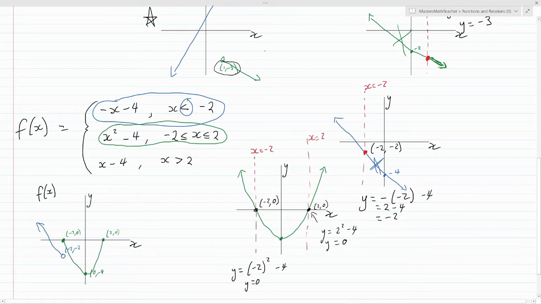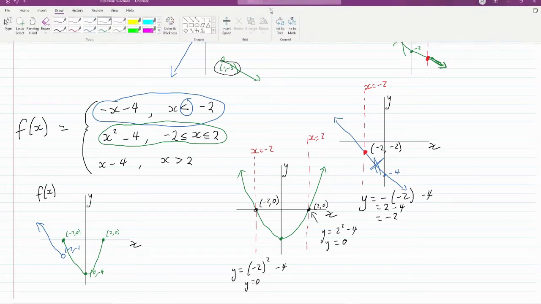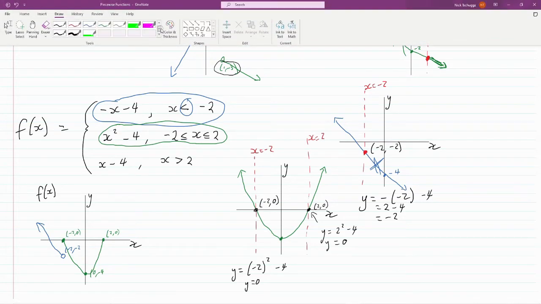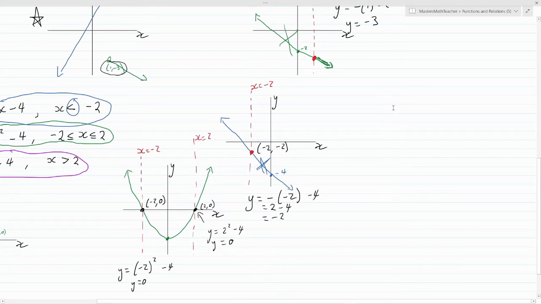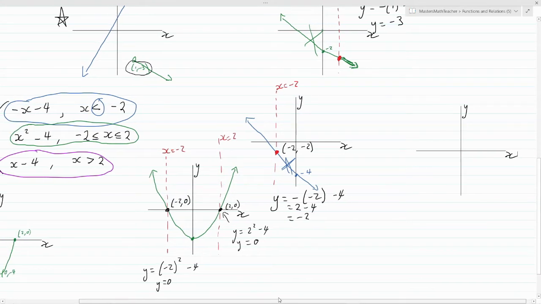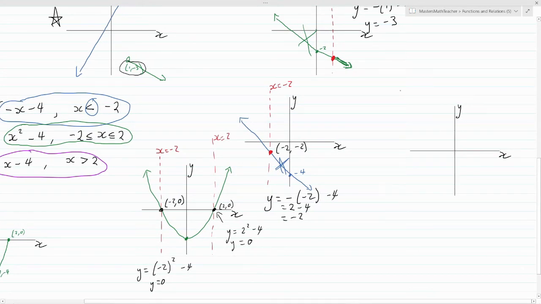Okay, now we have to look at the final bit of this graph. So I'll grab out a different color, which we haven't actually used before. Let's try purple. Now I'm going to have to move over a little bit here so that we get some more room. We're dealing with the graph x - 4. So y equals x take 4. This is an ordinary straight line graph. The intercept is -4.